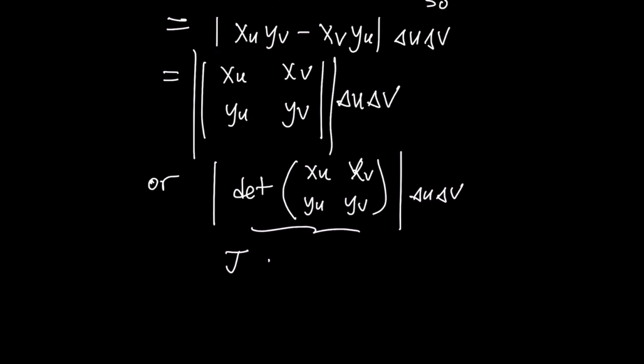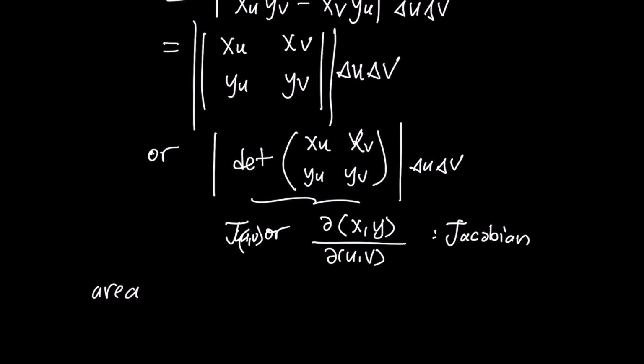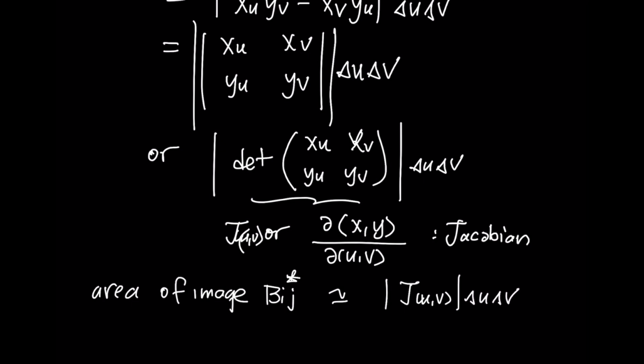Now for shorthand notation, this is sometimes given the letter J, or we like to write this strange notation. This is what we are going to call the Jacobian. Sometimes it's called the Jacobian determinant, and we usually put that it's a function of u and v, like this. So that means that the area of the image of this box Bij is then the absolute value of this Jacobian, delta u, delta v.